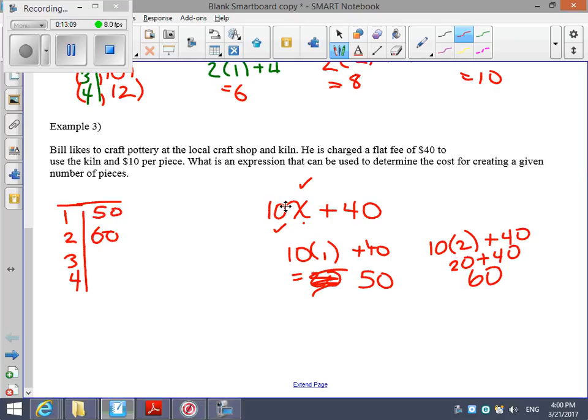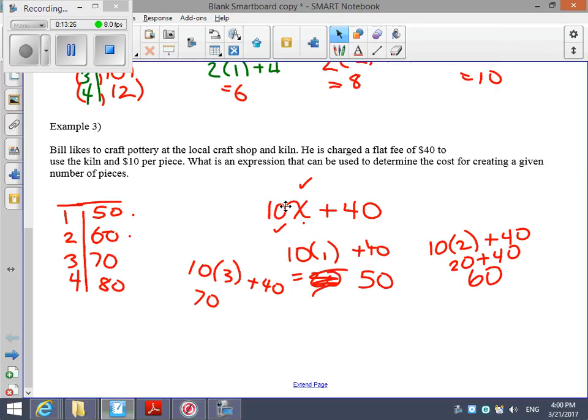And I'll do one more. I'll do it over here because I'm running out of room. 10 times 3 plus 40. 10 times 3 is 30 plus 40 is 70. I could do one more, but I definitely see my pattern is going up by 10. So that one there is going to be 80.